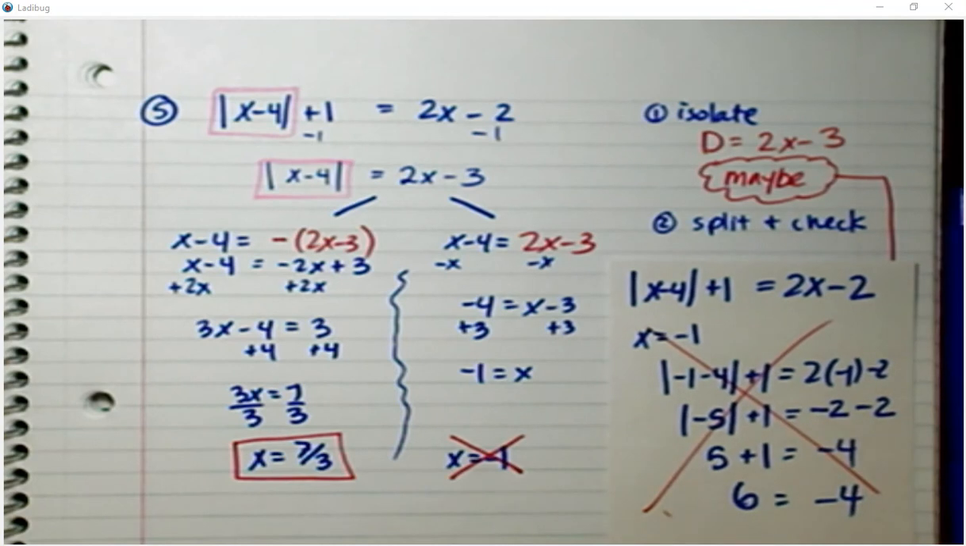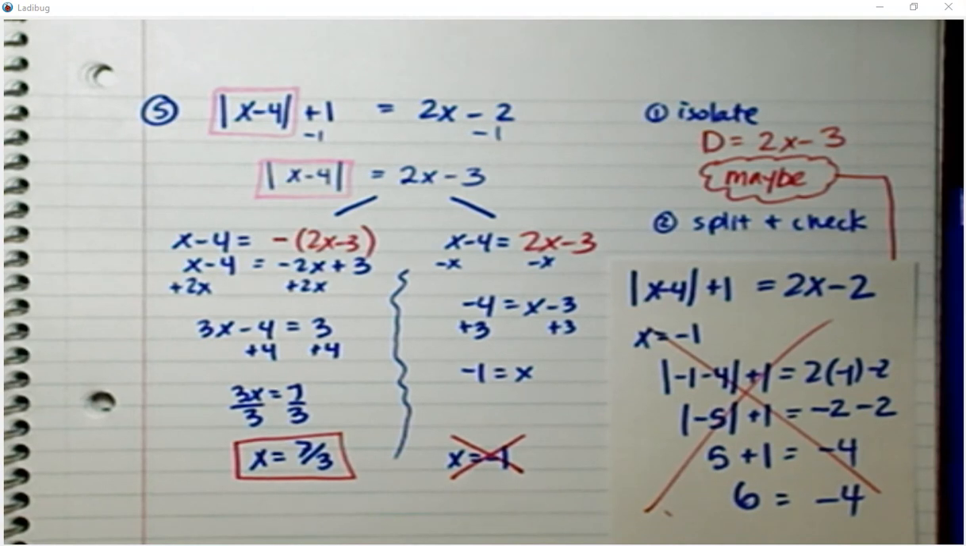Okay, I saw your hand. So you can't determine if 7/3 or -1 works by looking at it, right? You can't say -1 doesn't work, right? You've got to plug it in. It's not because this is negative that it doesn't work. It's because the outcome was negative.